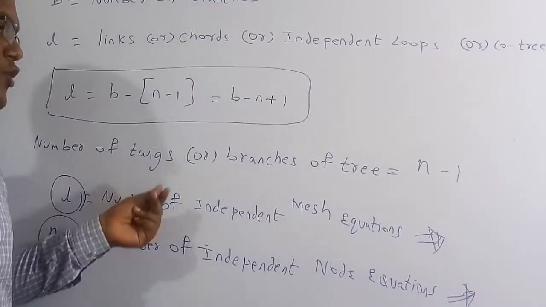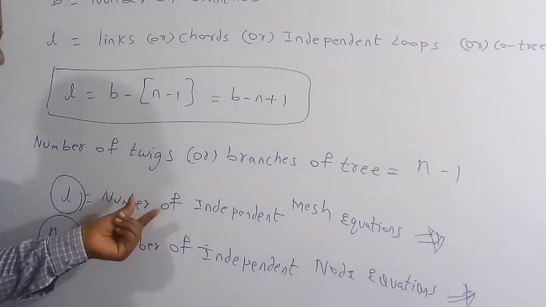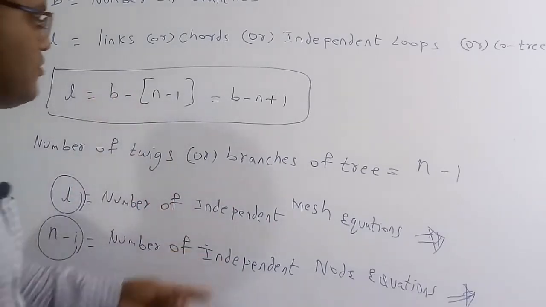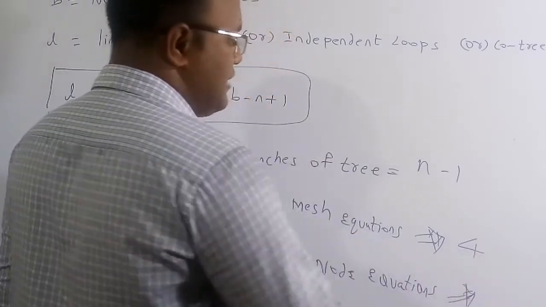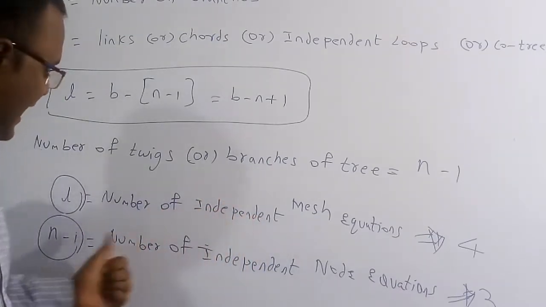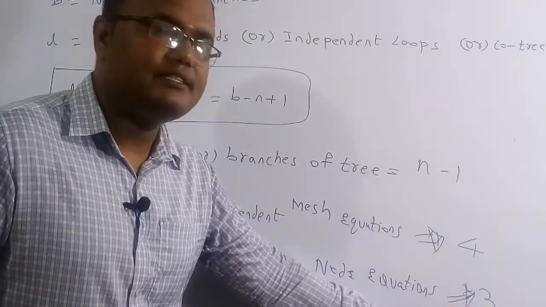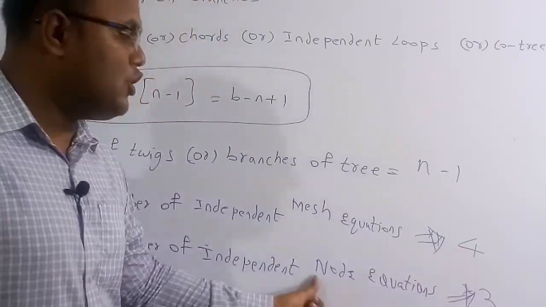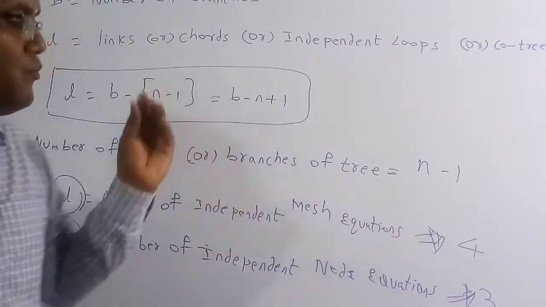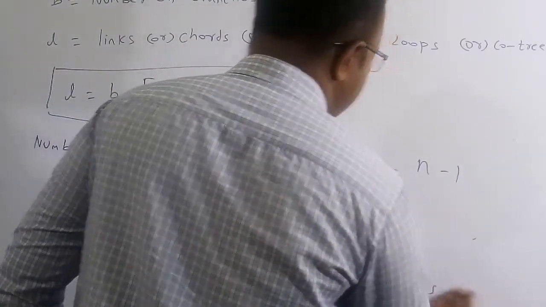If you want to solve a network, based on these two, whichever gives the lower value, you should prefer that analysis for the circuit. Suppose one gives 4 equations and the other gives 3 equations. For a given circuit, if L is equal to 4 and n minus 1 is equal to 3, then 3 is less than 4, so it is preferred to use nodal analysis rather than mesh analysis. So based on these values we can know which analysis is preferred for a given circuit. These are some important points for this question also.